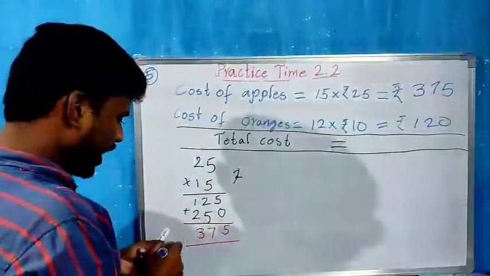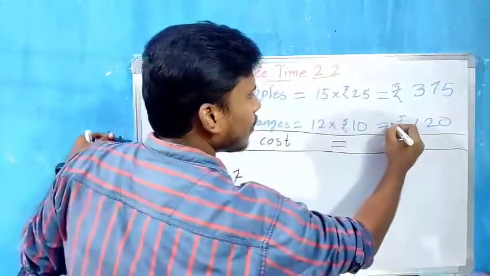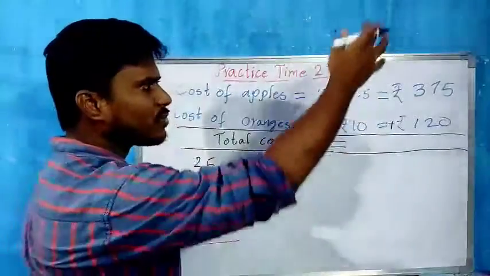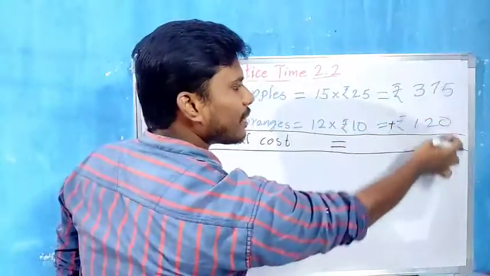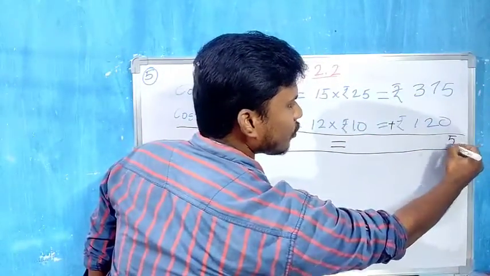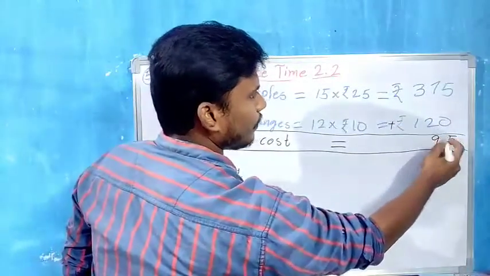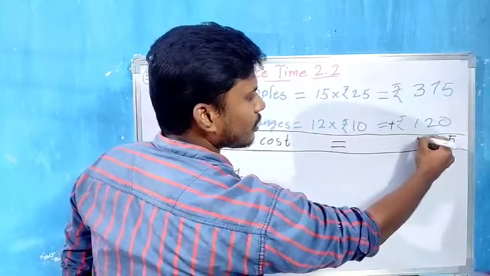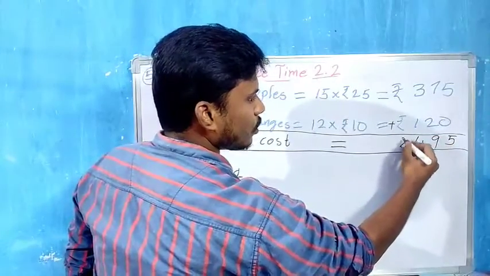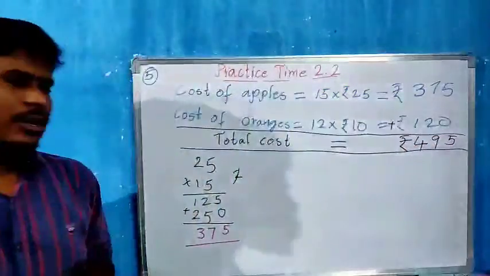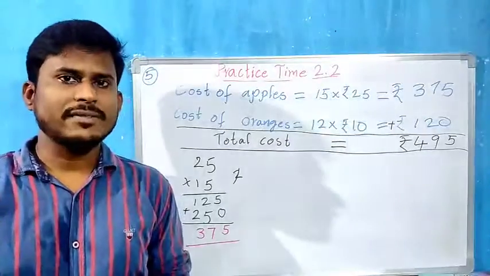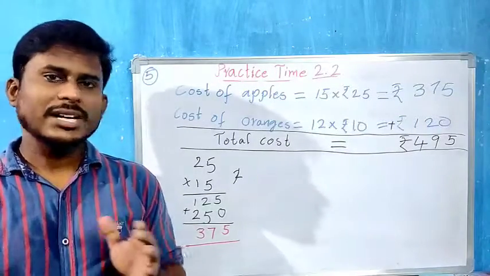Now we have to add these two, children. Add means what, children? Plus symbol. Starting from the ones place. 5 plus 0, 5. Zero property of addition. 7 plus 2, 9. Now 3 plus 1, 4. So he has to pay rupees 495 to the shopkeeper, children. That is the case, okay.